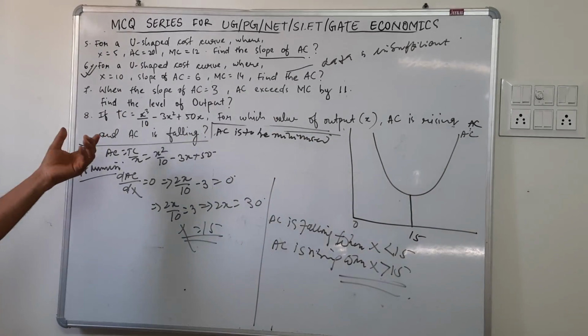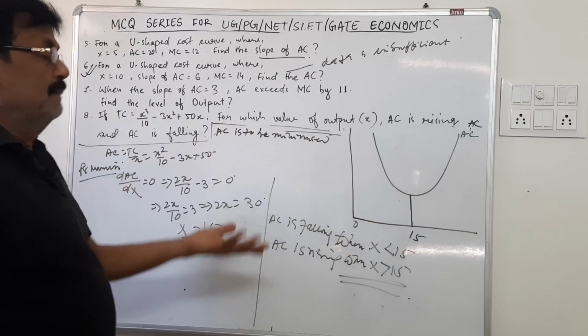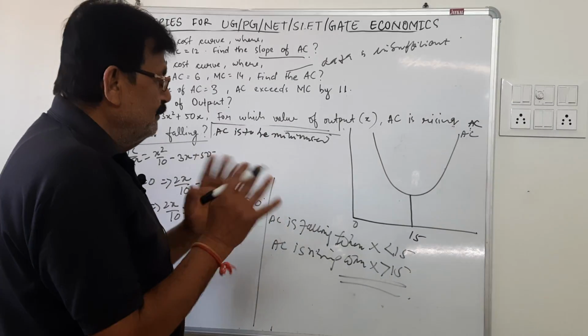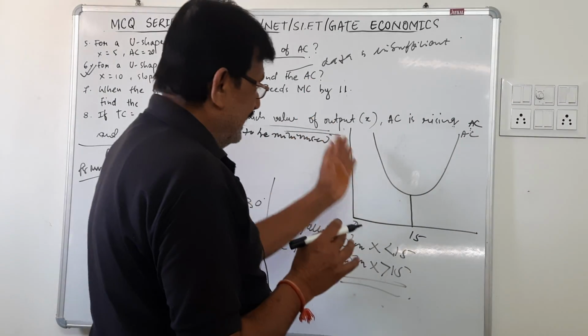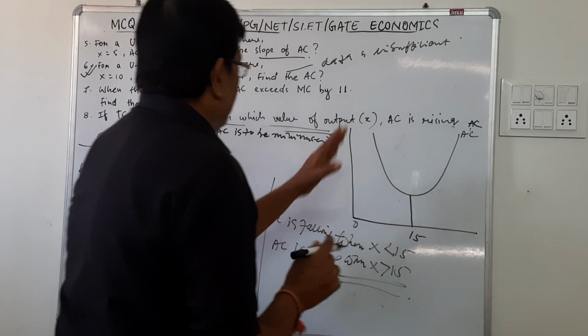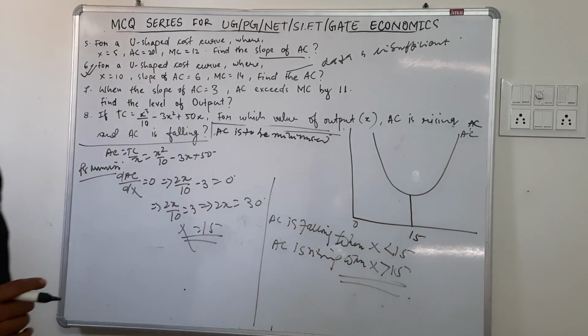So for such sums, the function has to be either minimized or maximized. Only then can we say for which value of X that particular curve is rising or falling. So this answer would be this one.